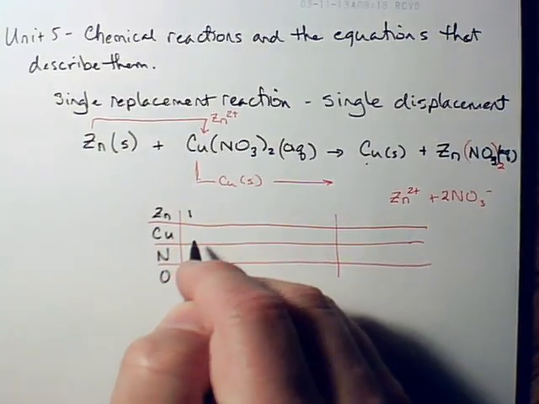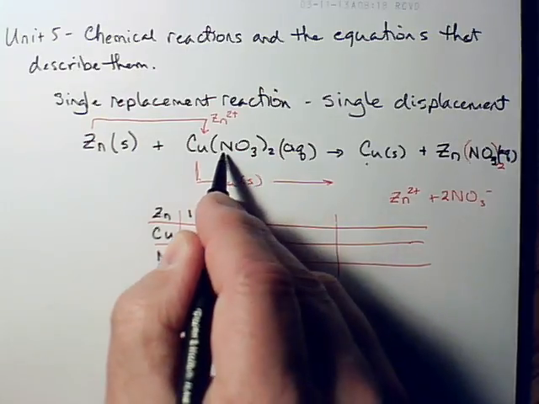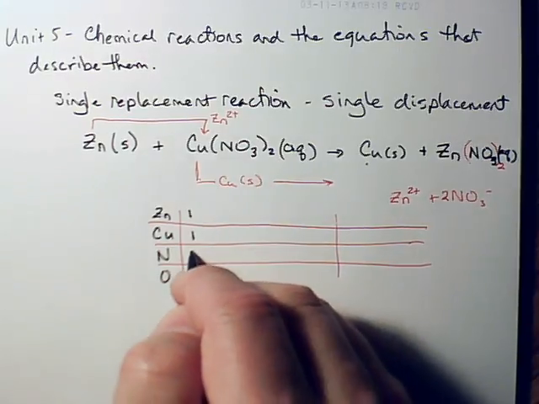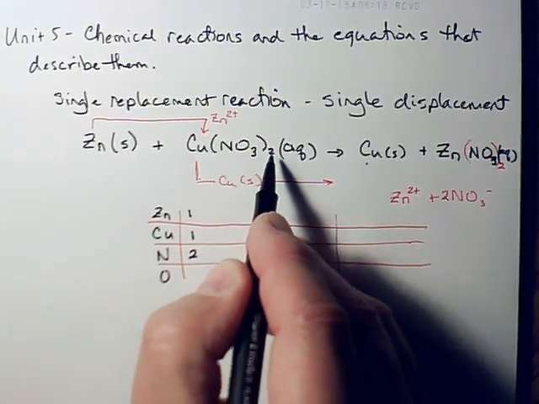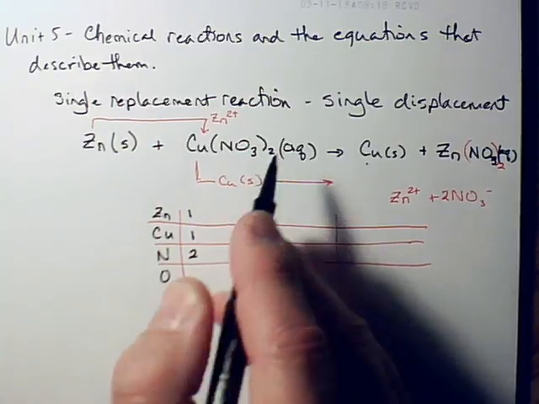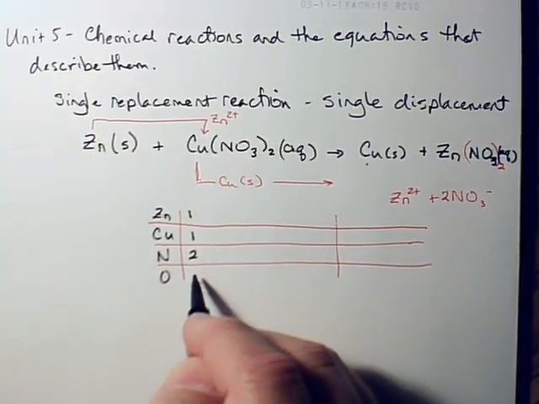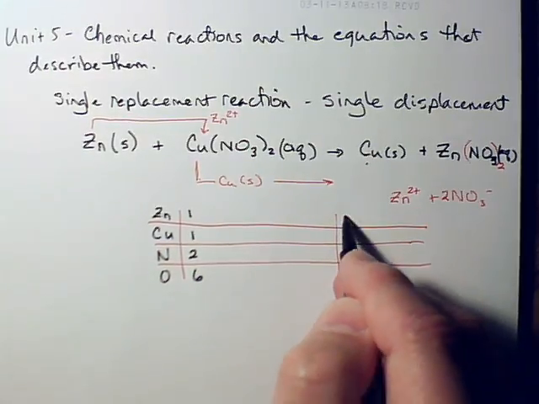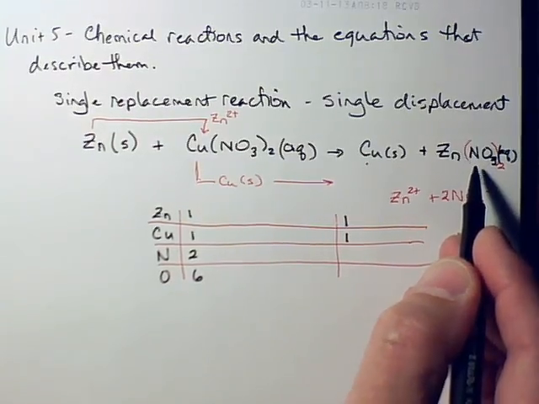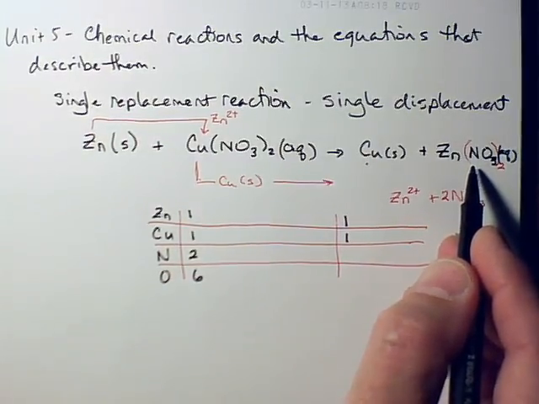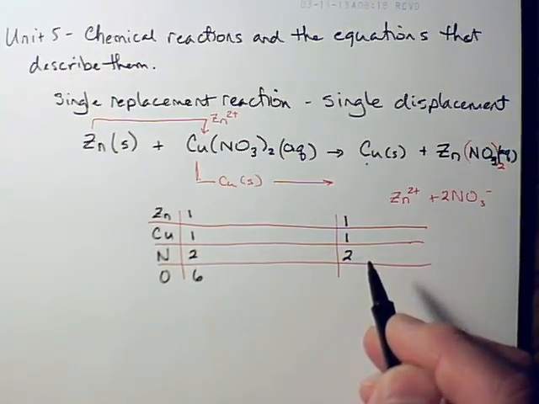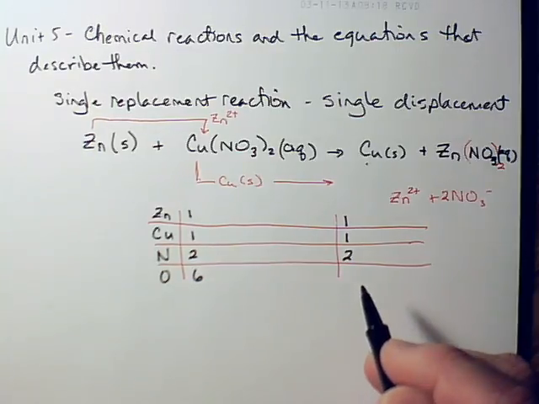So I see 1 zinc, 1 copper. How many nitrogens? 2 nitrogens. Everything in the parentheses gets multiplied by the subscript that's outside of it. So that's 2 nitrogens. How many oxygens? 6. Over on the other side, we've got 1 copper, 1 zinc. How many nitrogens? 2 nitrogens. Okay? Christopher, how many oxygens? How many? 3.